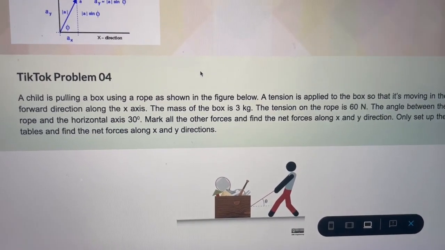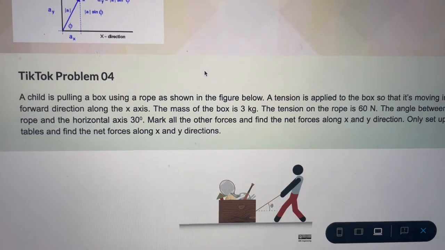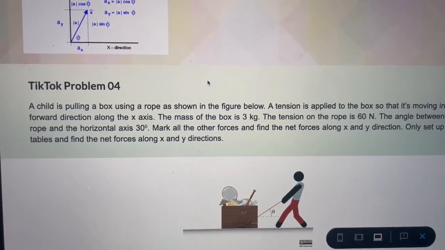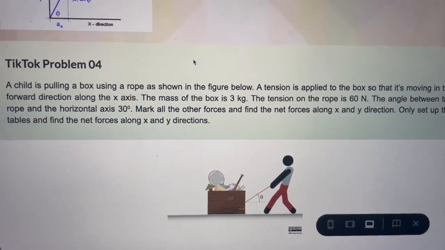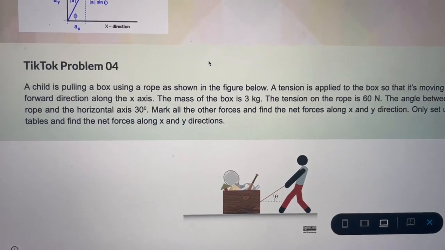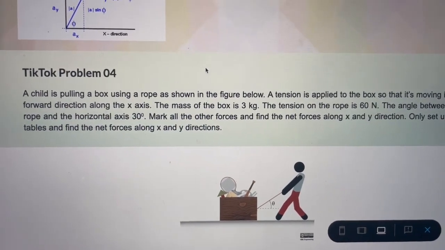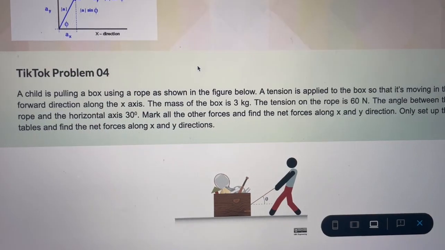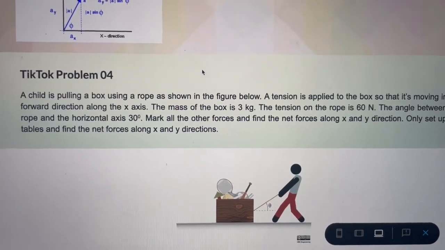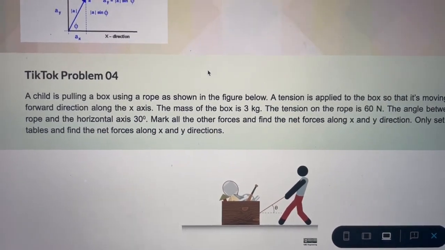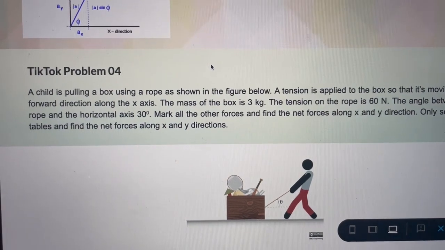A child is pulling a box using a rope as shown in the figure below. A tension is applied to the box so that it's moving in the forward direction along the x-axis. The mass of the box is 3 kilograms and the tension on the rope is 60 newtons. The angle between the rope and the horizontal axis is 30 degrees.